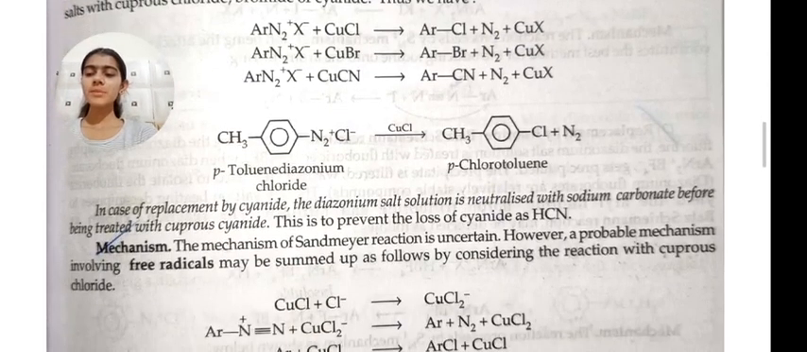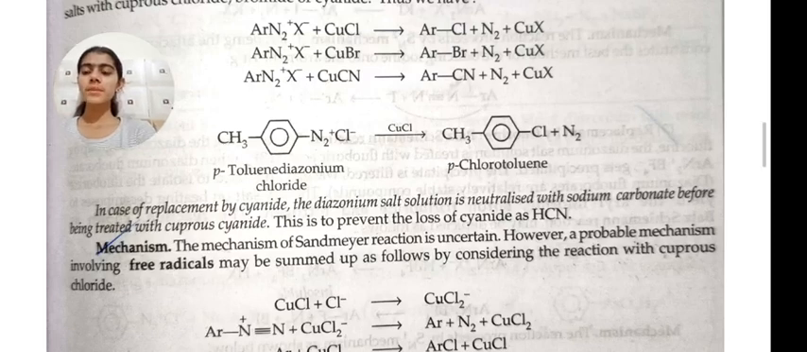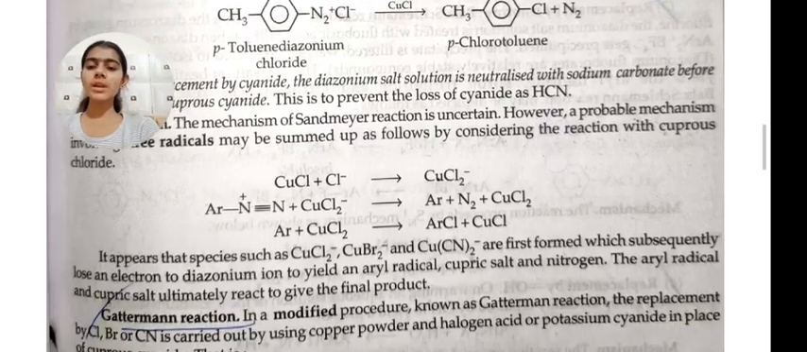In case of replacement by cyanide, the diazonium salt solution is neutralized with sodium carbonate before being treated with cuprous cyanide. This is to prevent the loss of cyanide as HCN. Mechanism. The mechanism of Sandmeyer reaction is uncertain. However, a probable mechanism involving free radicals may be summed up as follows, by considering the reaction with cuprous chloride.